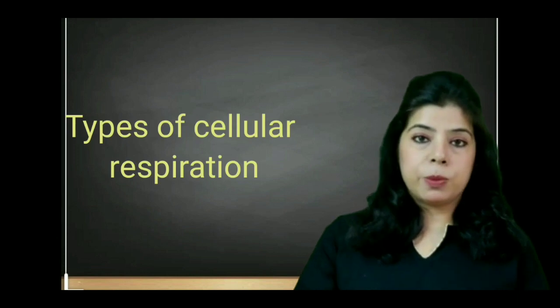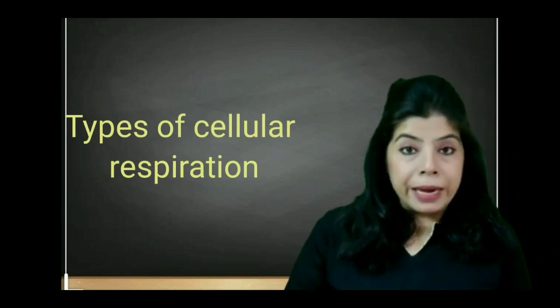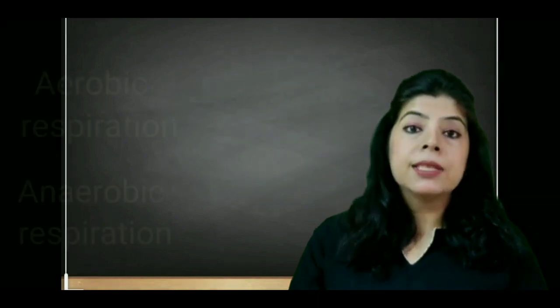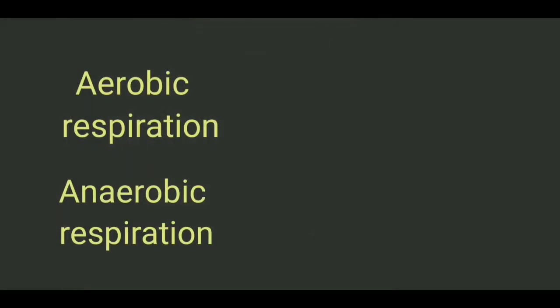Now we will come to the second point. Okay, the second point is types of cellular respiration. Now, depending upon the presence or absence of oxygen, remember, note it down. Depending upon the presence or absence of oxygen, cellular respiration can be divided into two types. One is aerobic respiration, the other is anaerobic respiration.